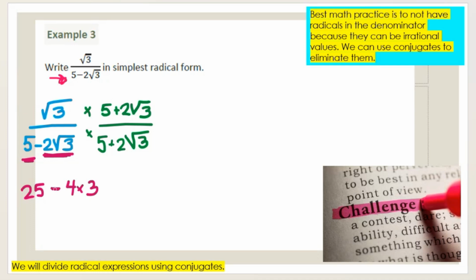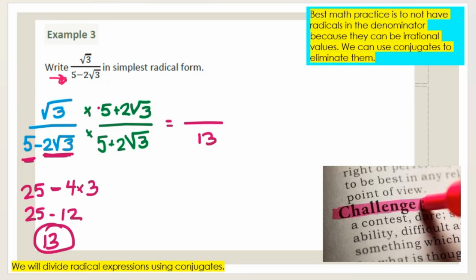And it's the difference of two squares, so you subtract. So 25 minus 4 times 3 here. This is the same thing as 25 minus 12, which actually equals 13. So my denominator now has gotten rid of that radical, and it's just 13. But now we need to go ahead and look at the numerator.